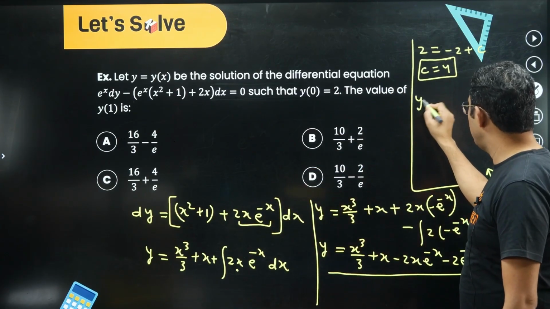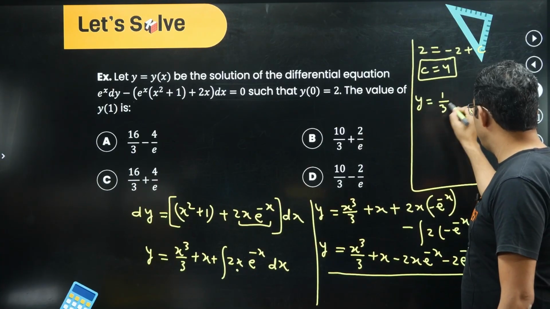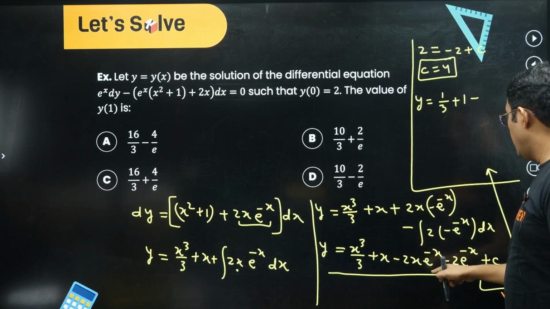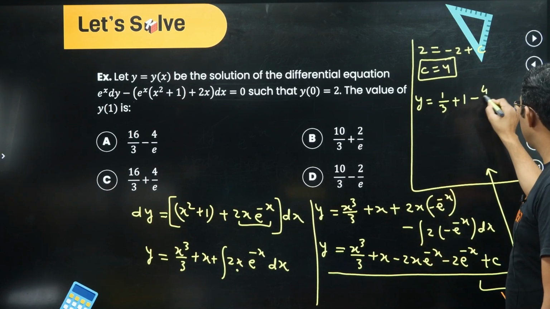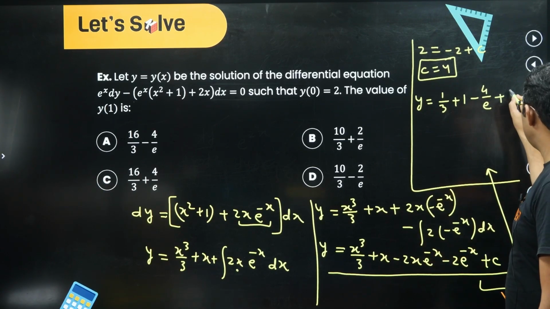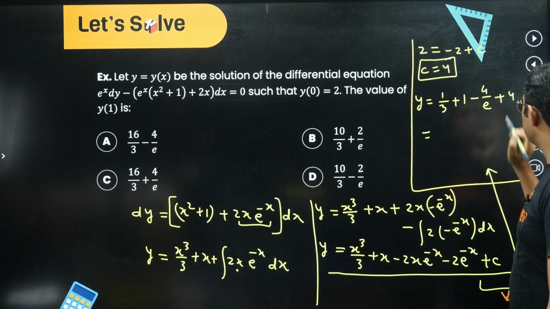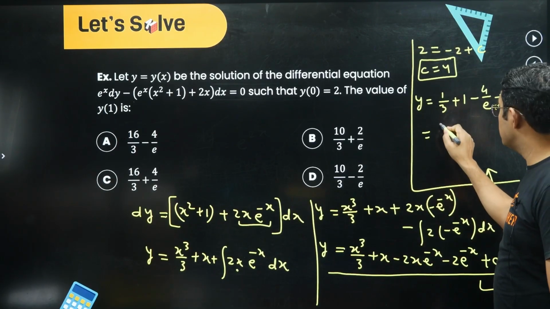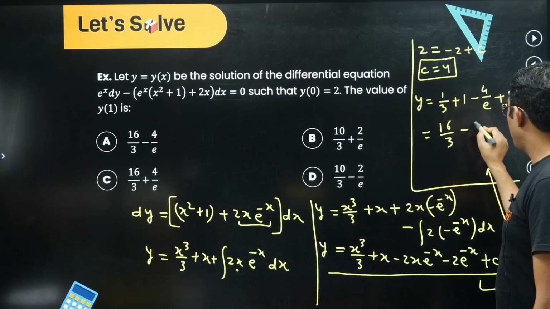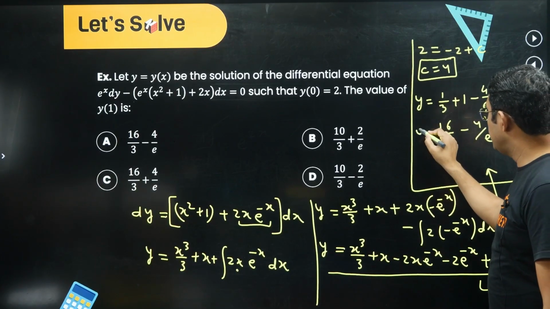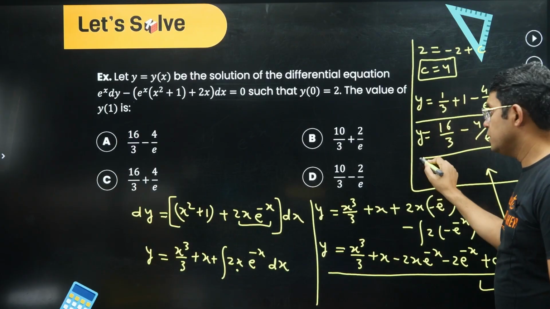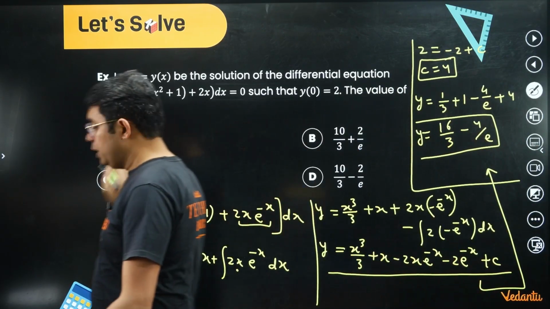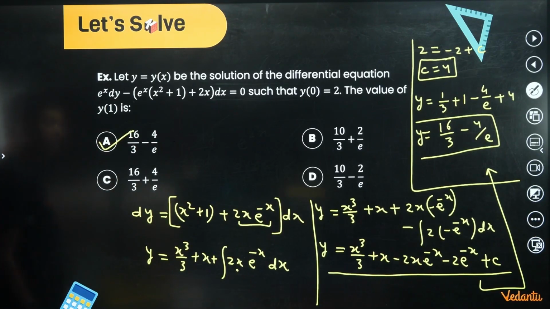So put x equal to 1, we will be getting 1 upon 3 plus 1 minus 2 upon e minus 2 upon e. So finally it will be minus 4 upon e plus c, that is 4. So 4 plus 1, 5, 5 into 3 is 15 plus 1, 16 upon 3 minus 4 upon e. That is the answer of this question. 16 upon 3 minus 4 upon e. So A should be the answer of this question.